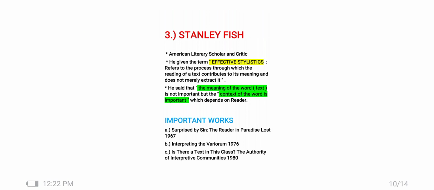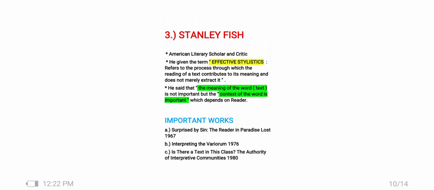Next, he said that the meaning of a word is not important, but the context of a word is important, which depends on the reader. This is the most important line that I will say, you all will mark it. He focuses on the context of the word, not on the meaning of the word.